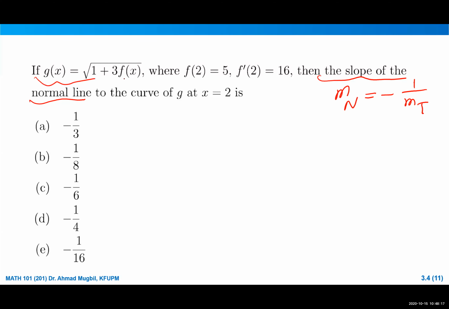Yes, I have the function, so I can just find the derivative. So it will be negative 1 over the derivative of g at x equals 2. So our target now is to find the derivative at 2. Find the value of the derivative of g at 2. Yalla ya Shabab, find g prime at 2.